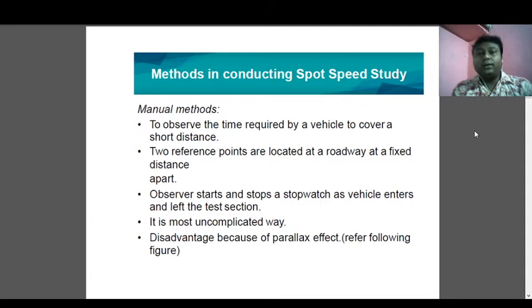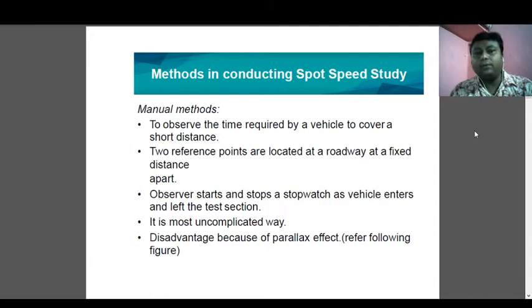Next is the method of conducting. What are the methods for conducting a spot speed study? One thing to keep in mind is that there are two methods for conducting a spot speed study. One is the manual method, another is the automatic method. So let's discuss the manual method.